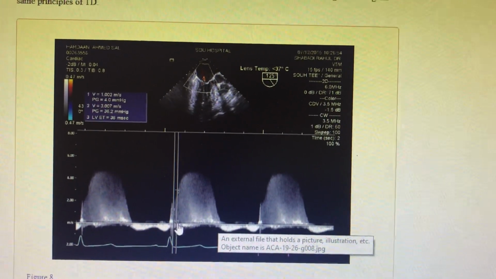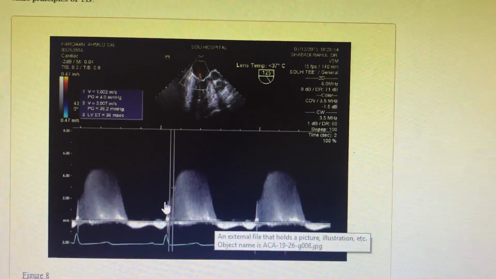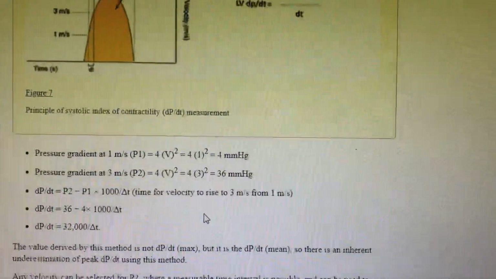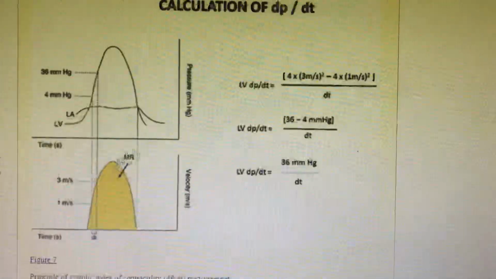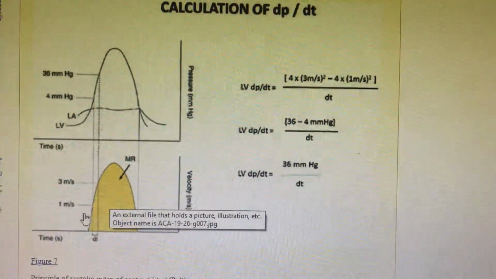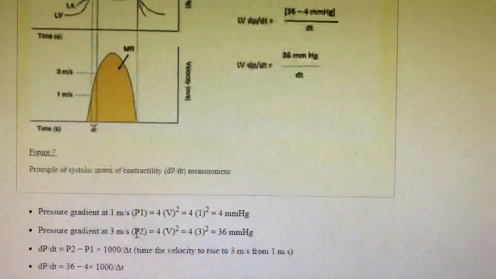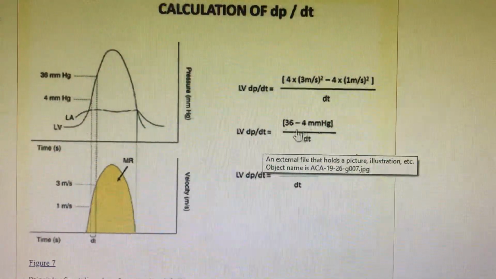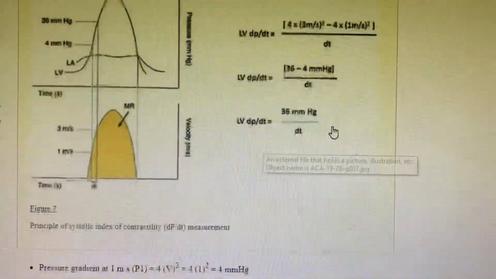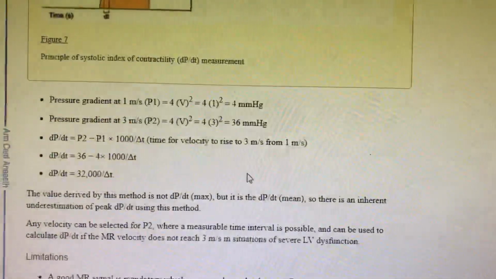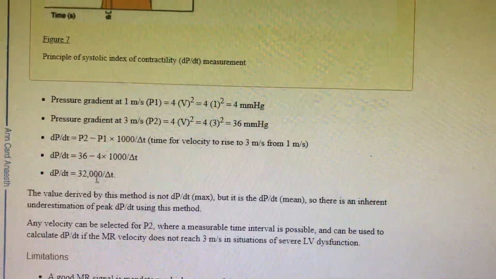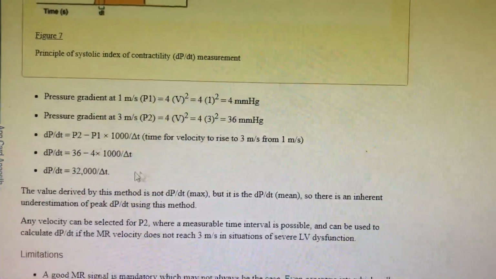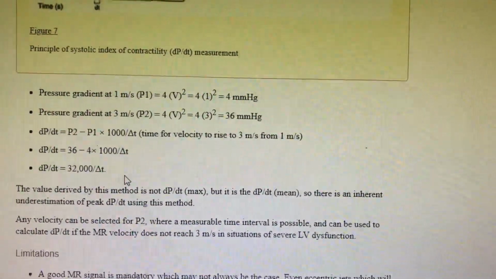What is the time taken for that? That is the difference in time and the difference in pressure. Here the difference in pressure is predetermined, 1 meter per second and 3 meter per second. So when you calculate LV dP/dt, it is 4 times 3 squared, which is 36, minus 4, which is 32 millimeters of mercury. So 32 into 1000, that is 32,000, divided by the difference in time, is dP/dt.